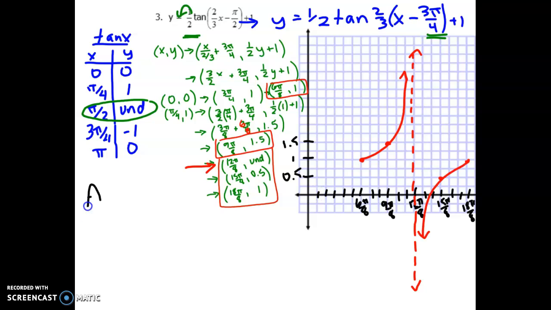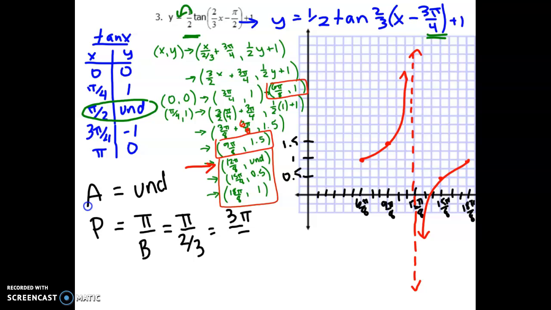With a graph like this, we can find our amplitude. But be careful, the amplitude of a tan graph is undefined. The period is pi over b. And in this case, b is 2/3. So pi over 2/3, which is really 3 pi over 2 when you multiply by the reciprocal, or when you flip the 2/3 and multiply. That would be 6 pi over 8. So that's the period.